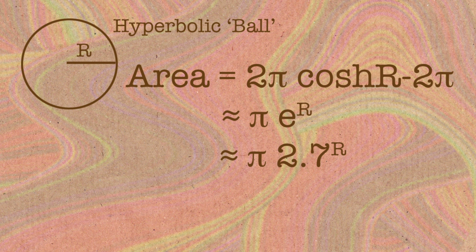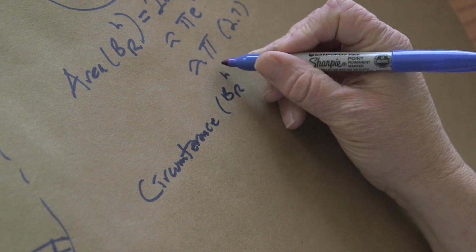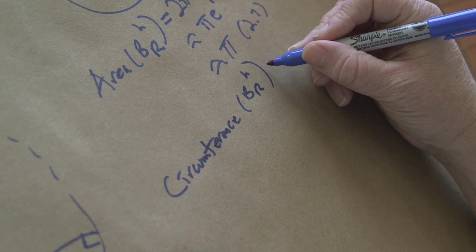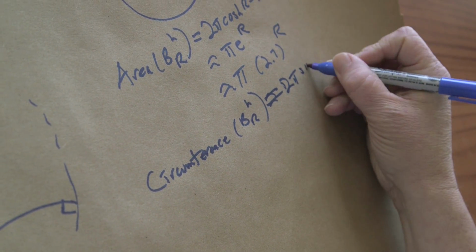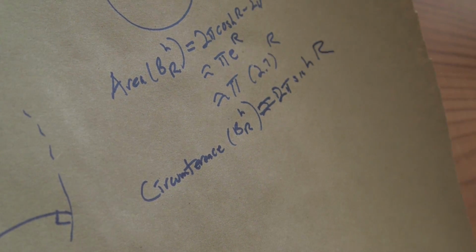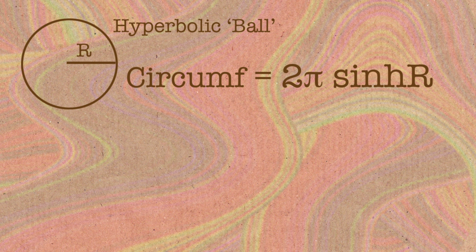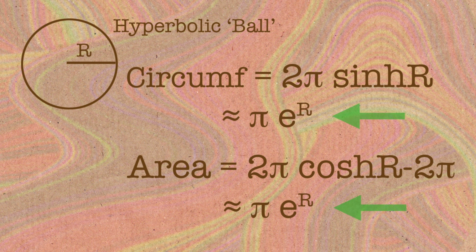So we all know that if you start doubling and you double over and over, you grow faster and faster. This is how compound interest works. And if you look at the circumference, or the length of the circle, that turns out to be equal to 2 pi hyperbolic sine r. And again, that's roughly pi e to the r. So the length of the boundary grows just as fast as the area does.